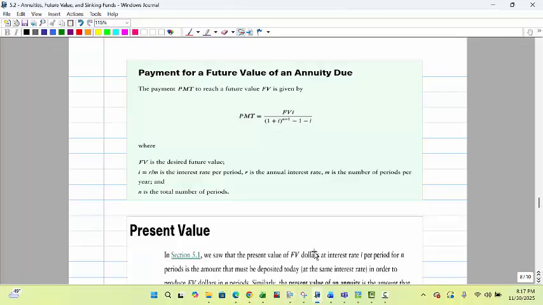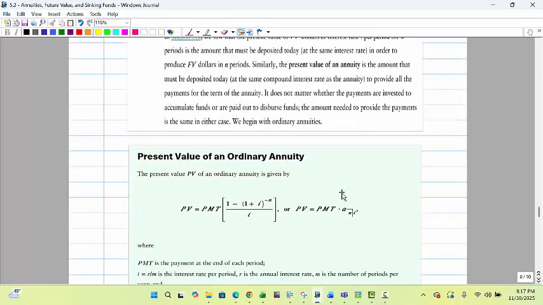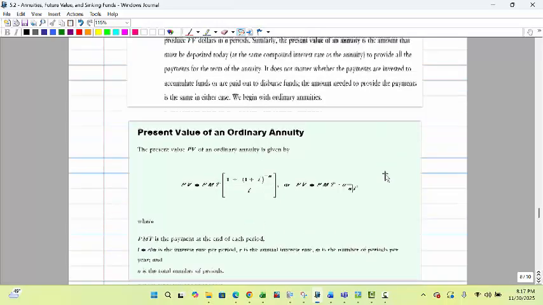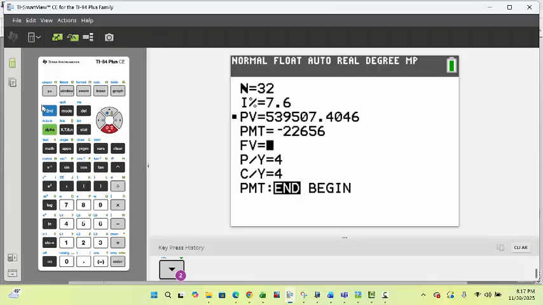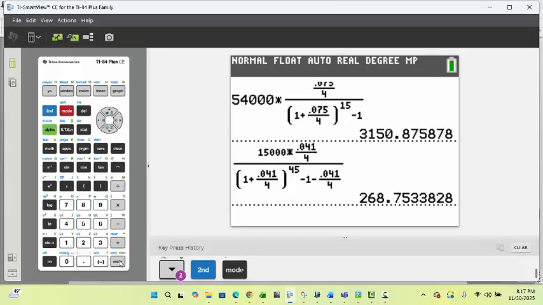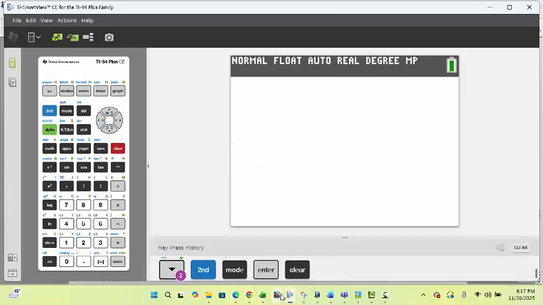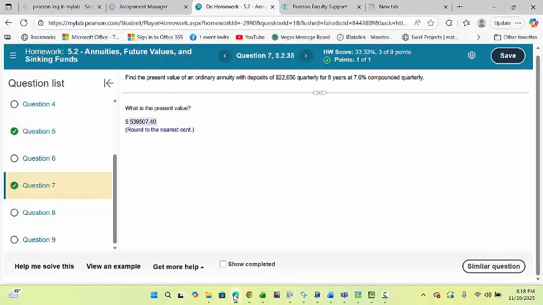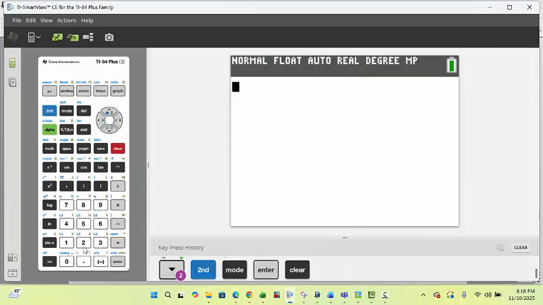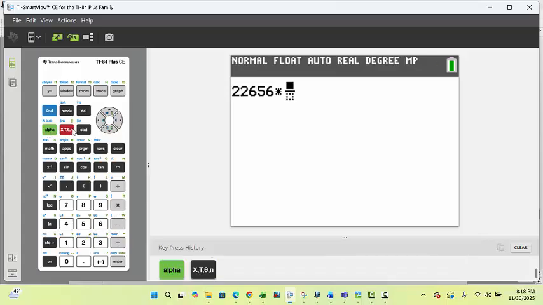So the present value formula of an ordinary annuity. We're using that formula because we were solving for the present value and not the payment. So it's going to be the present value, and the payment was 22656. Start a fraction up right here.